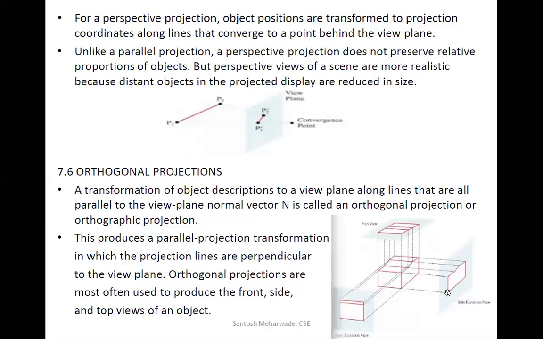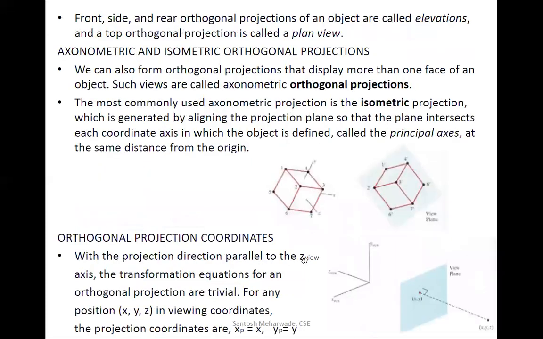Similarly, if you want to see the side view, you keep the projection plane so that the parallel projections hit the side view plane at 90 degrees, and we get the side part of that object. Similarly, you can see the front side. The front, side and rear orthogonal projections of an object we call elevations, and the top orthogonal projection we call the plan view.